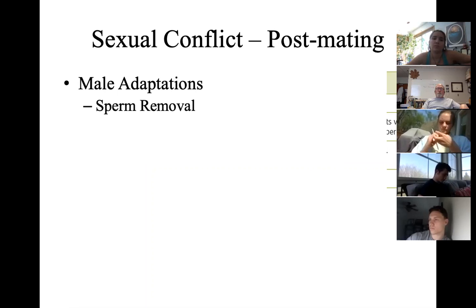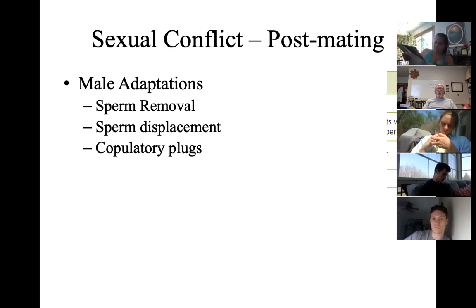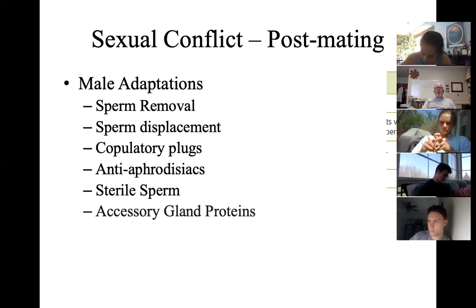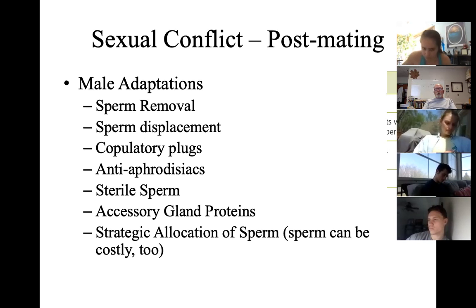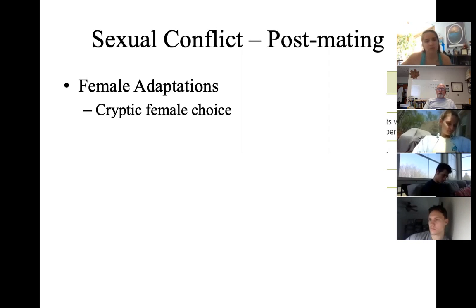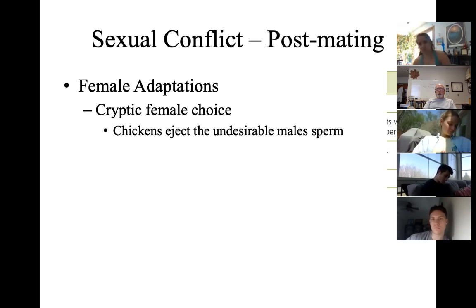So post-mating adaptations having to do with sexual conflict include things like sperm removal, sperm displacement, copulatory plugs, a lot of those things that are on that chart before. Sometimes males will produce sterile sperm that effectively wash out the sperm of the previous male, and then they'll follow that sterile sperm with non-sterile, motile sperm. And like I said, these accessory gland proteins. Sperm sometimes can be costly, and if that's the case, then males may be stingy with the sperm that they provide to females. And then these female adaptations, we talked about cryptic female choice, the situation in ducks and chickens.